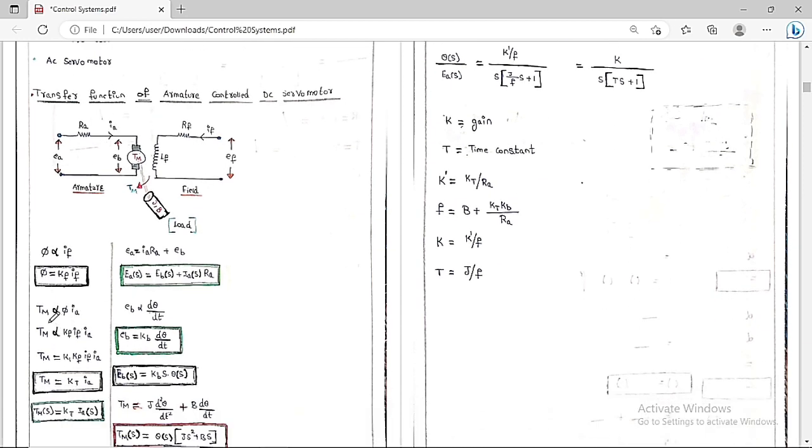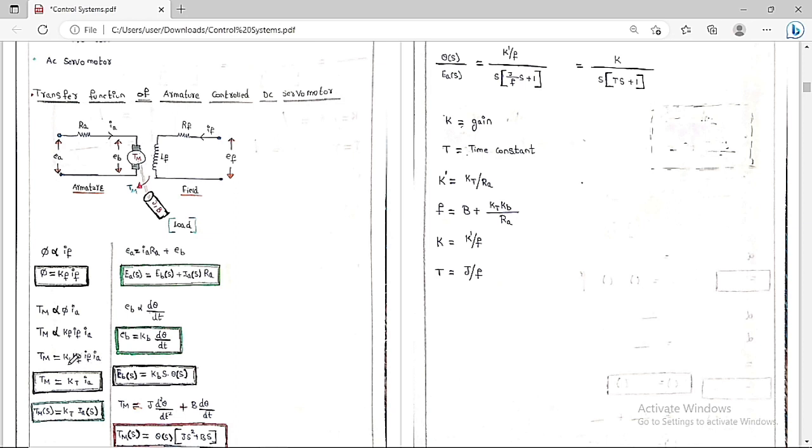Then the motor torque is always directly proportional to flux into armature current. In the case of a DC motor, I've already told you the torque is directly proportional to flux into armature current. So Tm is directly proportional to flux into armature current, and we know the flux value is Kf into If, as we have just seen. To remove the proportionality, I keep another constant K1. So Tm is equal to K1 into Kf into If into Ia.